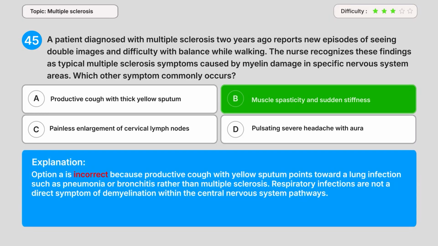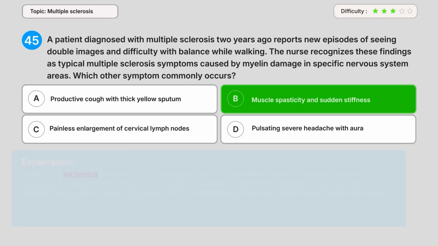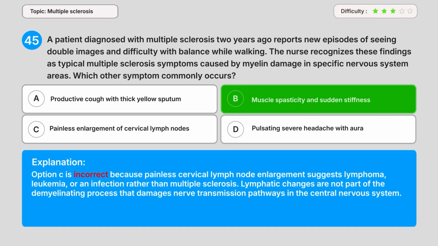Option A is incorrect because productive cough with yellow sputum points toward a lung infection such as pneumonia or bronchitis rather than multiple sclerosis. Respiratory infections are not a direct symptom of demyelination within the central nervous system pathways. Option C is incorrect because painless cervical lymph node enlargement suggests lymphoma, leukemia, or an infection rather than multiple sclerosis. Lymphatic changes are not part of the demyelinating process that damages nerve transmission pathways in the central nervous system.